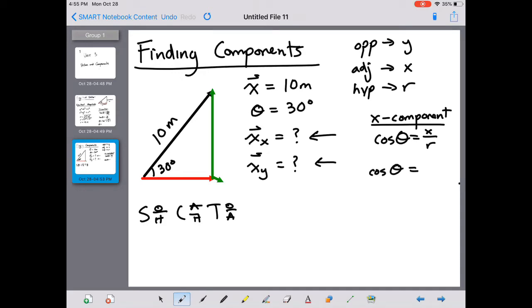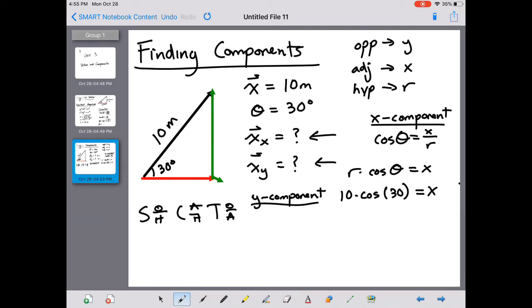So cosine of theta is equal to x, and I multiply by r. So this becomes 10 times the cosine of 30 is equal to x. I'm just going to leave that as that for now. To find the y component, take the same approach.